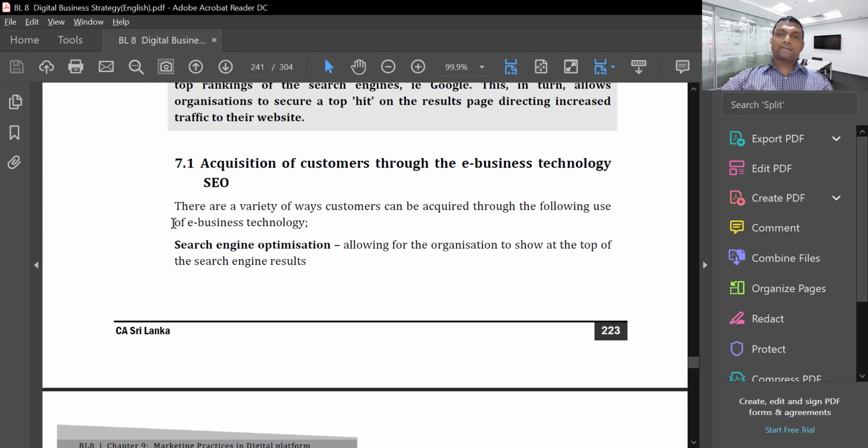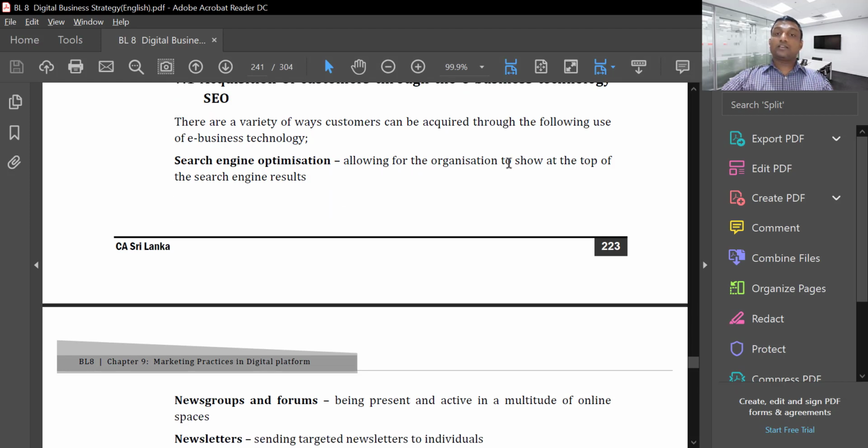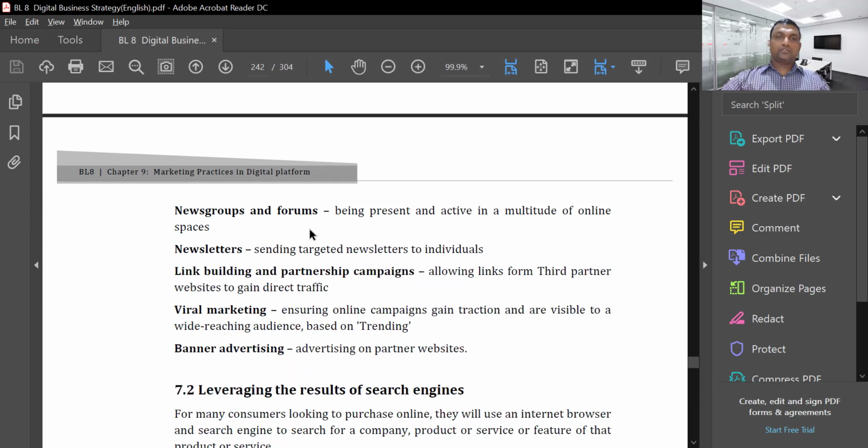Right. So acquisition of customers through e-business technology. SEO, search engine optimization, allows the organization to show at the top of the search engine results. So when you do a Google search, the results which come on the first page are more likely to be clicked and visited. News groups and forums, being present and active in a multitude of online spaces, is also important. Newsletters, sending targeted newsletters to individuals. So brochures or information articles about the products, about the organization, and the quality of the products and reviews, you can send directly to customers and other individuals.